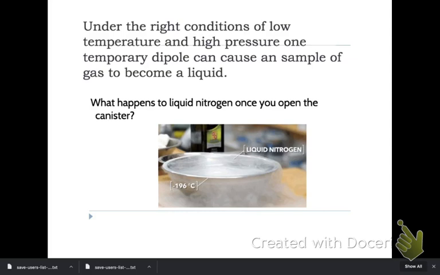So think about that liquid nitrogen. They have to keep it in a canister. It's really, really, really cold. You don't want it to come in contact with your skin. It'll freeze anything it touches instantly. But once you open up that canister, you can see that fog coming out. So as soon as you increase the temperature, it turns right back into a gas.